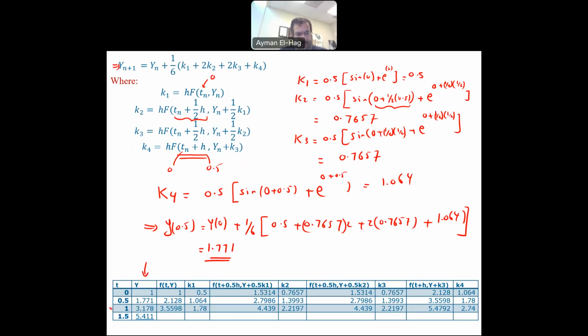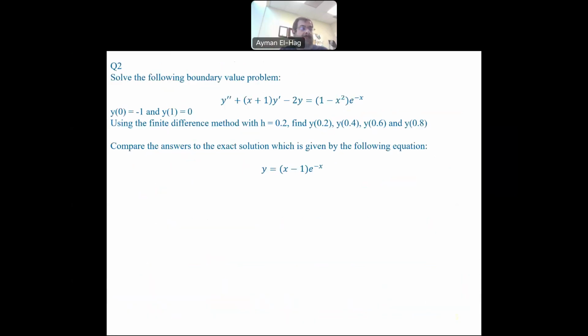Okay. And here you can see in this table all the answers. Now this is at 1 and this is at 1.5. And here are the values of K1, K2, K3 and K4 and the functions calculated at these values. So that is basically how we can solve the problem using the 3 different techniques.